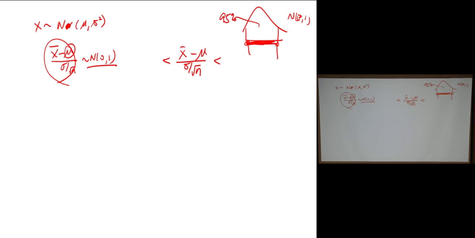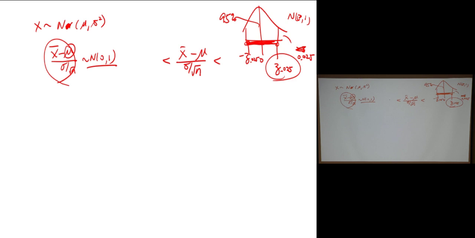So what is this number? This number, we have a notation: lowercase z, subscript 0.025. The subscript 0.025 means that the probability of a standard normal random variable greater than this value is 2.5%, or 0.025. Because the standard normal is symmetric about 0, this one is minus that z 0.025.